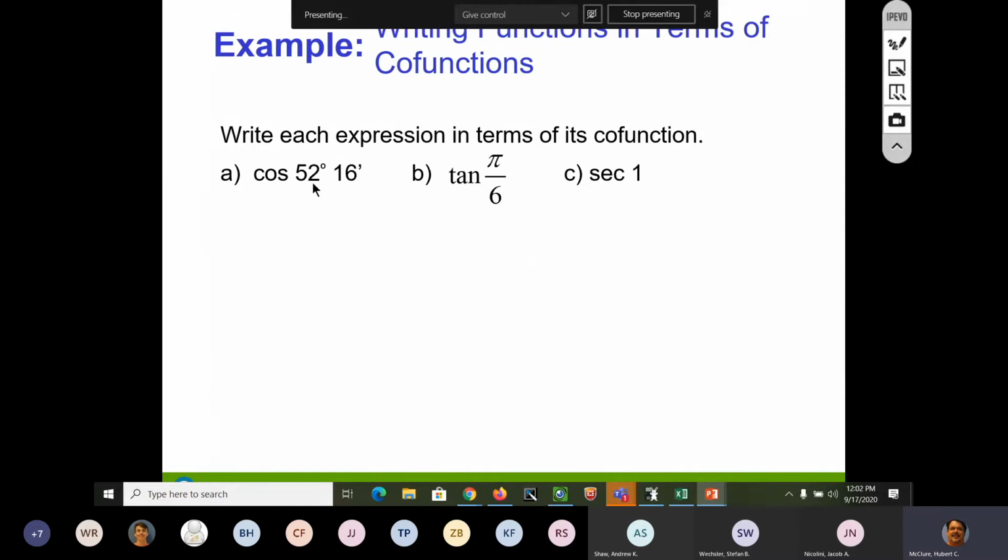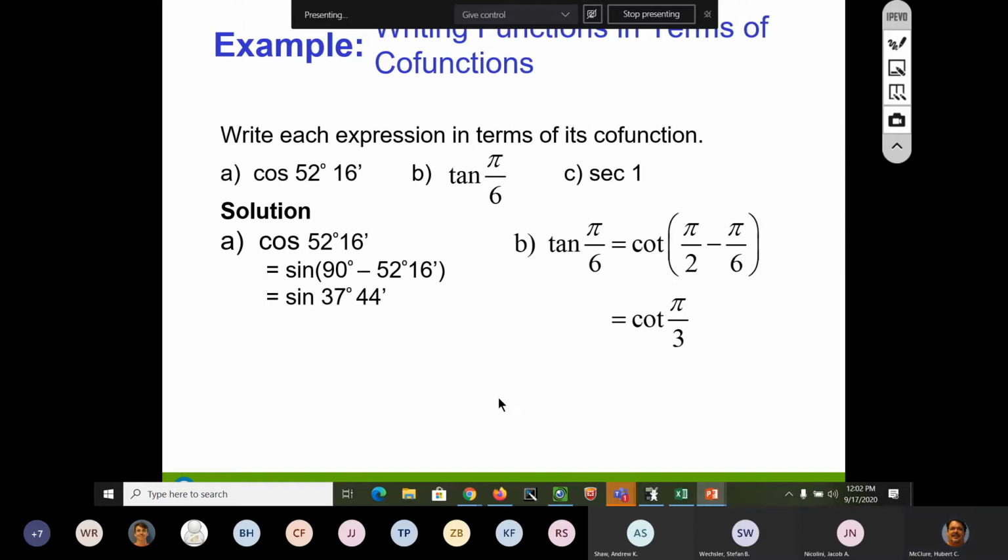So the cosine will be the sine of 90 minus 52. Tangent would be cotangent of pi over 2 minus pi over 6. And the secant of 1 would be the cosecant of pi over 2 minus 1, because that's not 1 degree, that's just 1, so that would be taken from radians. Again, not a big deal.